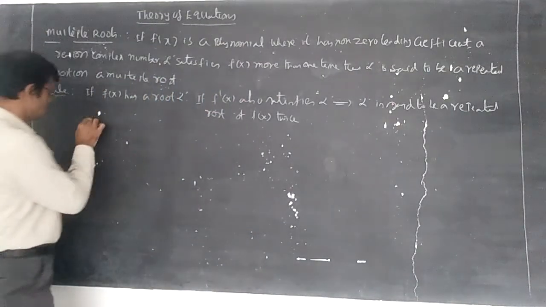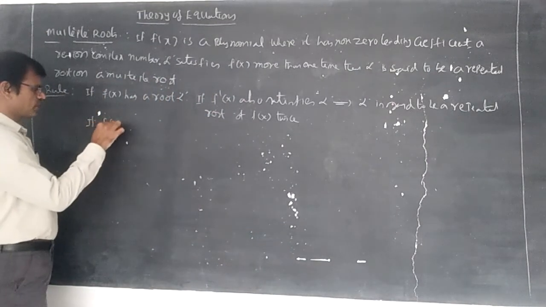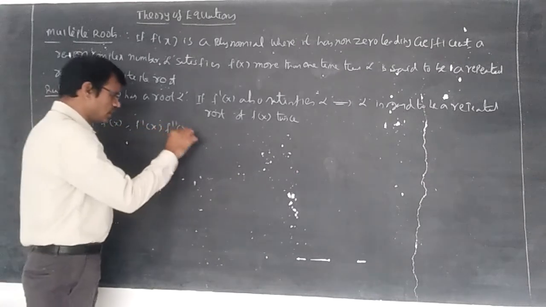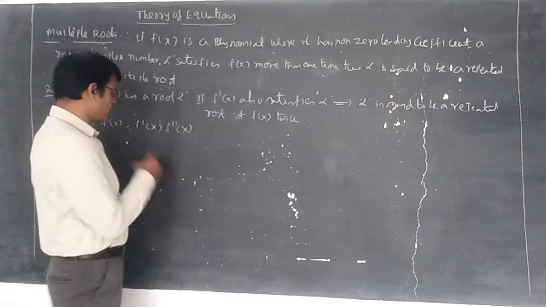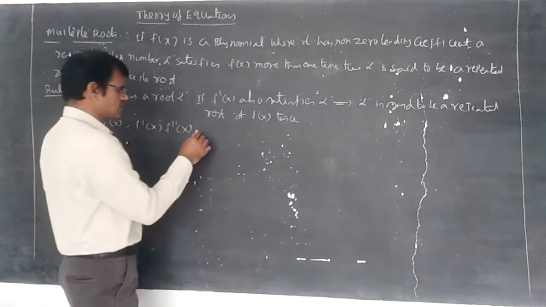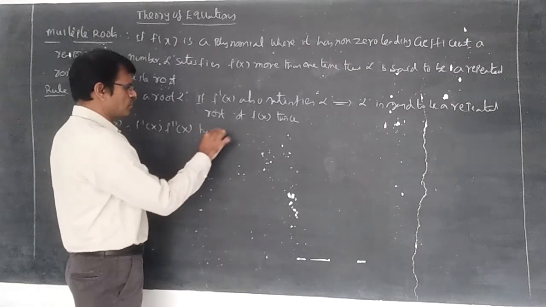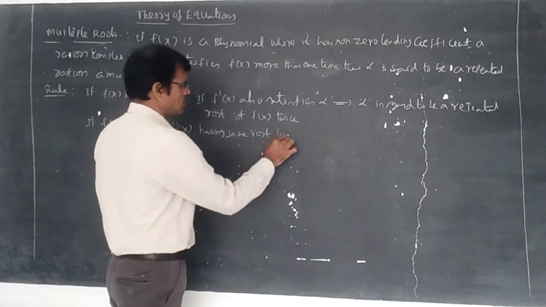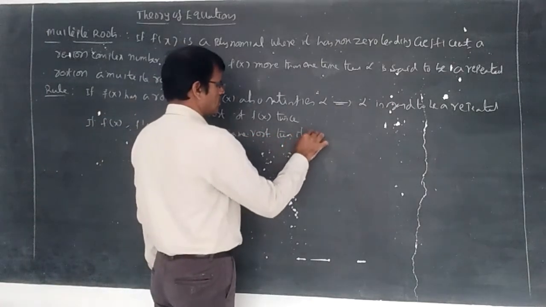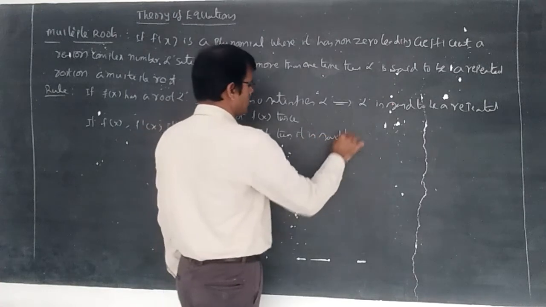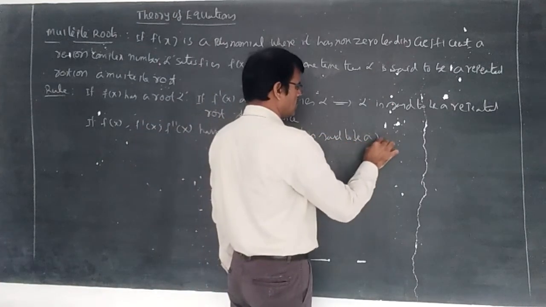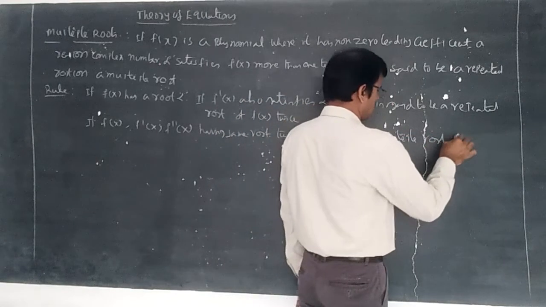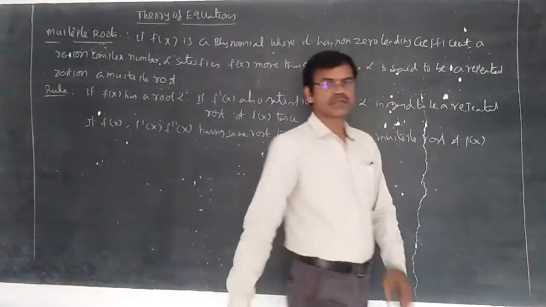If f of x, f dash x, f double dash x have the same root, then it is said to be a multiple root of f of x 3 times.